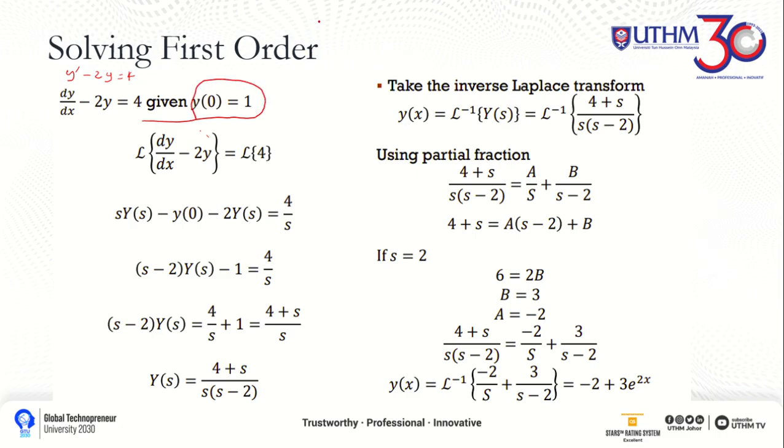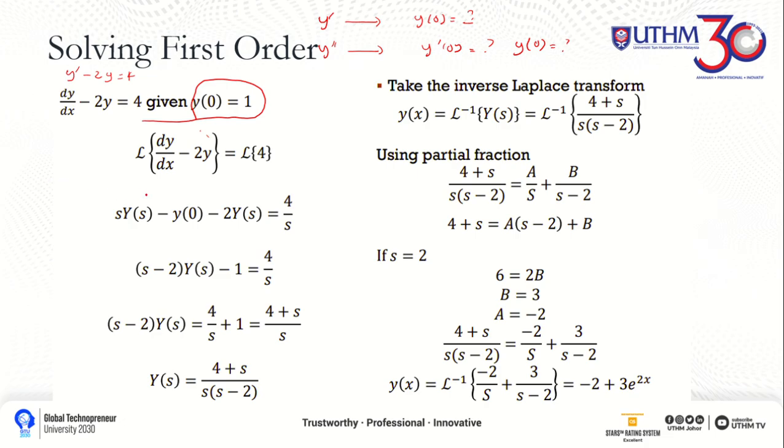So basically if the equation involves y prime, which is first order, they will give you y(0) equal to something. If the equation is y double prime, they will give you y prime(0) and y(0). They will give you two initial conditions. Okay, let's say this is our question. First step, you need to take the Laplace transform for both sides, left hand side and right hand side.